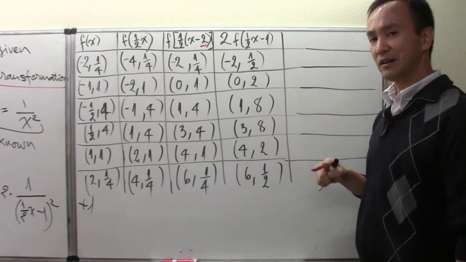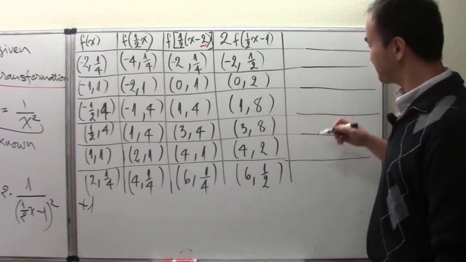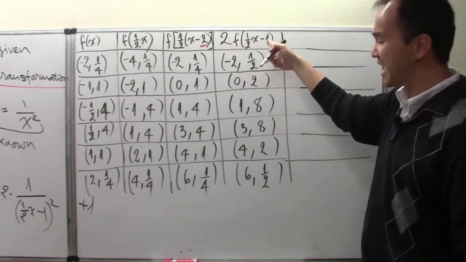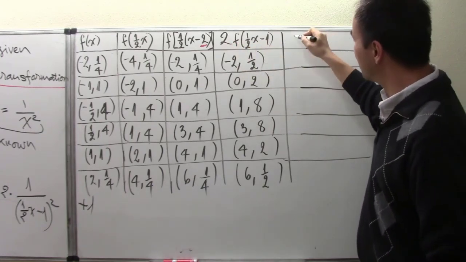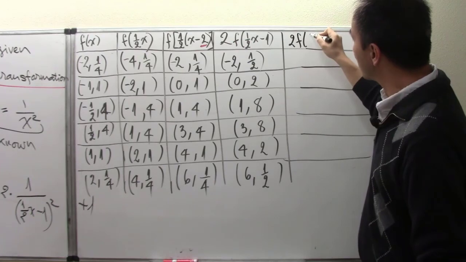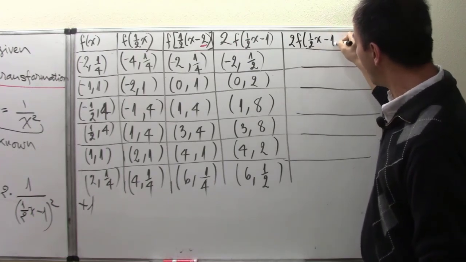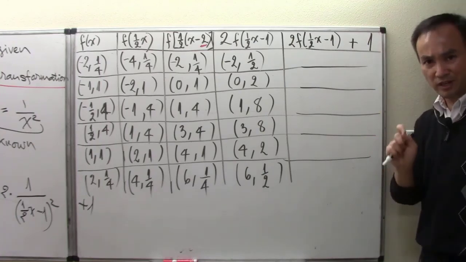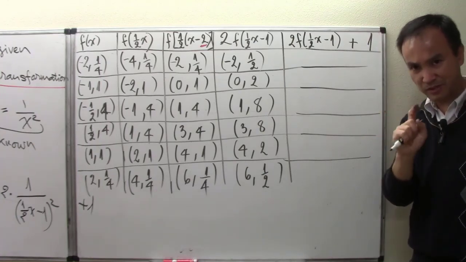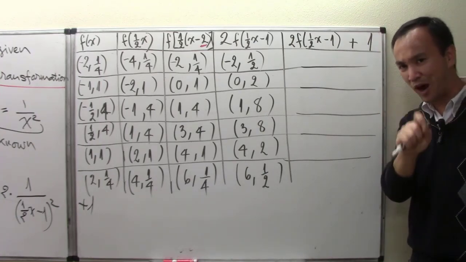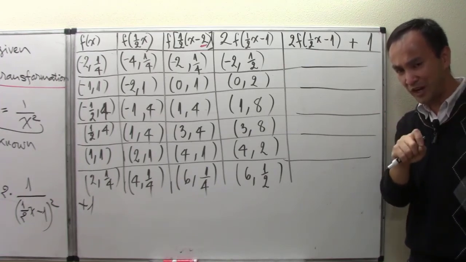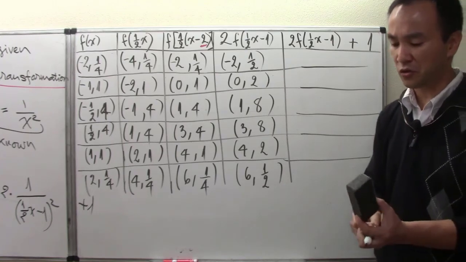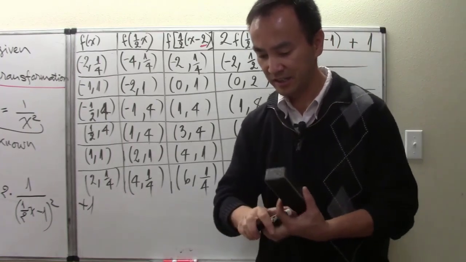Okay, and so now I'm going to get into the last step. So now we're going to transform from 2 times f of 1/2 x minus 1 into 2 times f of 1/2 x minus 1, but then plus 1. Okay, plus 1. That means as this last step, I'm simply going to add 1 to every y value of the preceding step like that. Now we're so ready for that. So here we go.